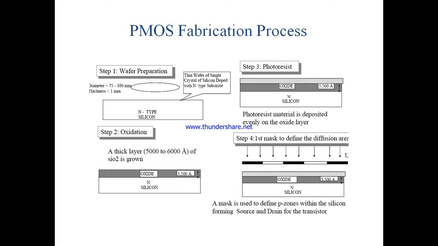PMOS fabrication process. In this PMOS fabrication process, the first step is wafer preparation. In this wafer preparation, a series of chemical processing steps is carried out, involving the oxidation of the silicon, diffusion of impurities into the silicon to give certain conduction characteristics, and depositing and etching of aluminum on the silicon to provide interconnections.